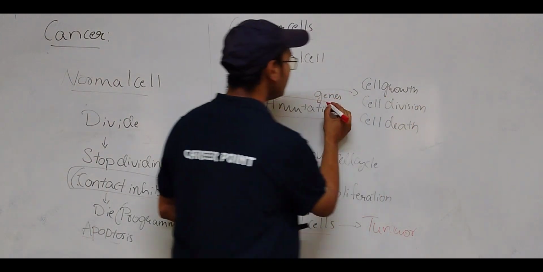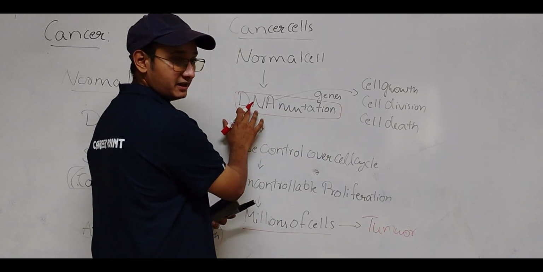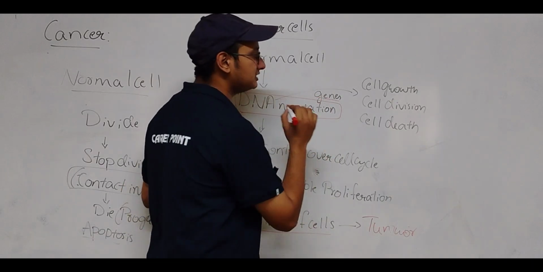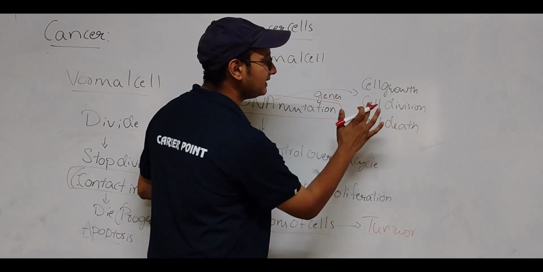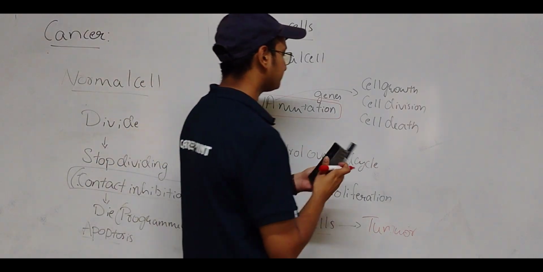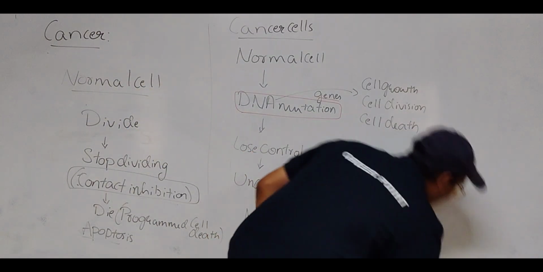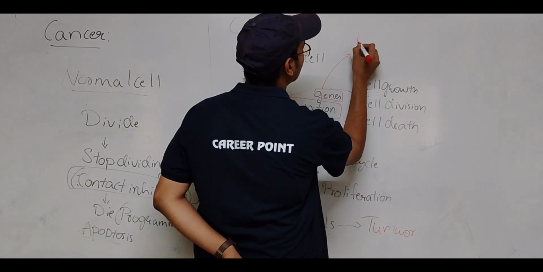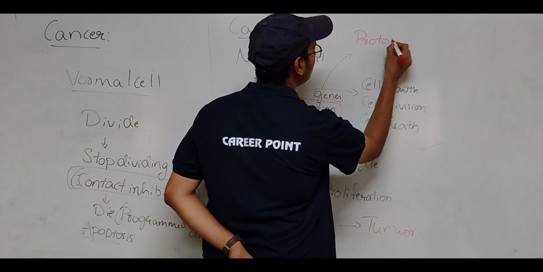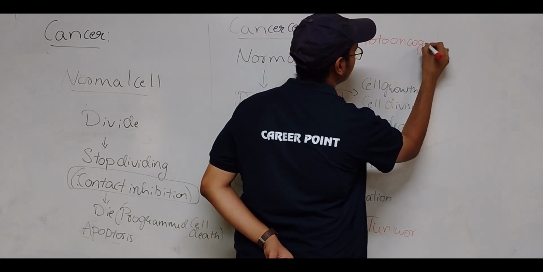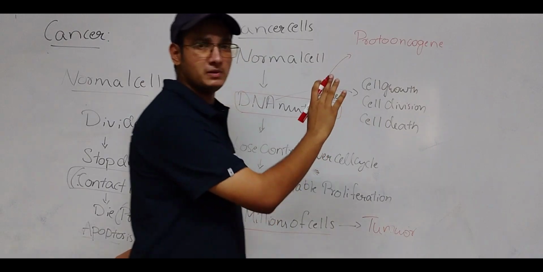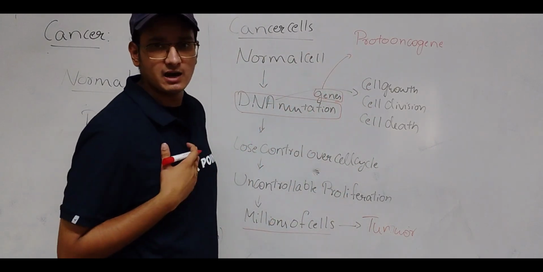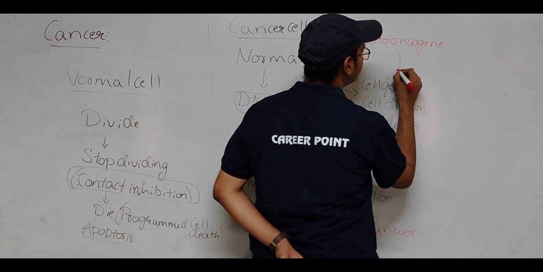And now we are talking about the genes. The mutation happened in DNA. DNA has hundreds and thousands of genes. The mutation has occurred in the genes which are responsible for cell growth, cell division and cell death. The gene which is mutated is known as a proto-oncogene. This is a normal gene which can control cell growth, cell division and cell death. We have this in our body, and this is the gene which gets mutated.